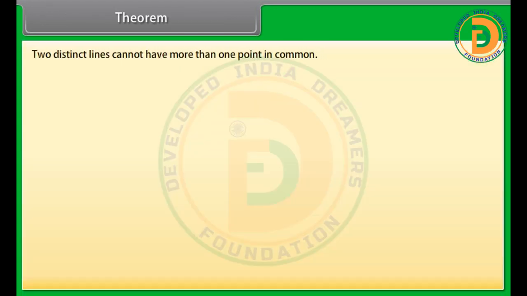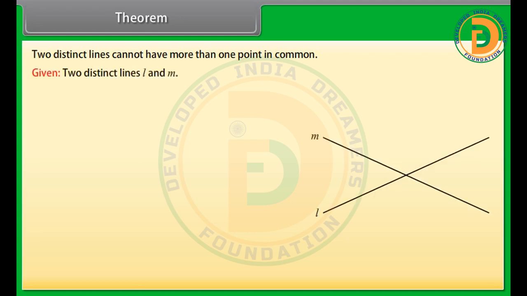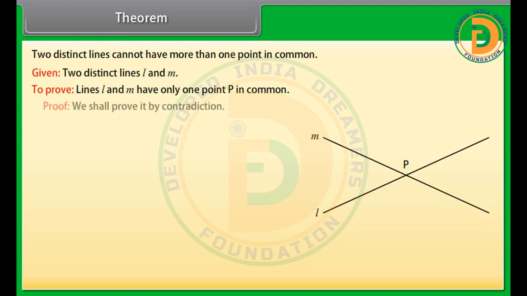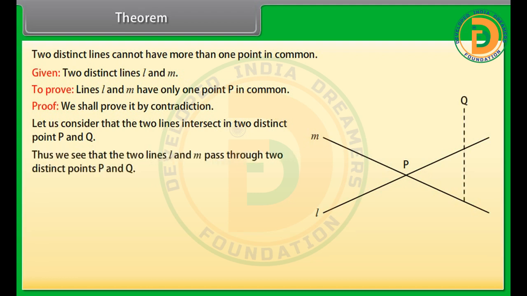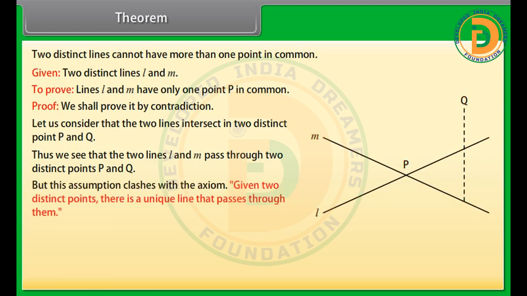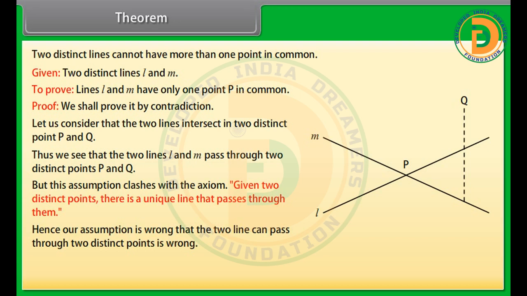Theorem: two distinct lines cannot have more than one point in common. Given two distinct lines L and M, we have to prove that lines L and M have only one point P in common. Proof. We shall prove it by contradiction. Let us consider that the two lines intersect in two distinct points P and Q. Thus, the two lines L and M pass through two distinct points P and Q. But this assumption clashes with the axiom: given two distinct points, there is a unique line that passes through them. Hence, our assumption that the two lines can pass through two distinct points is wrong. Hence, two distinct lines cannot have more than one point in common.